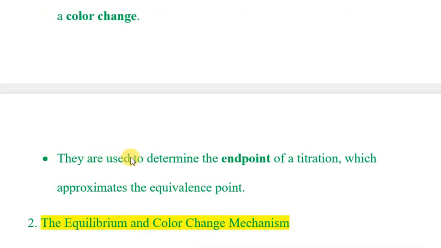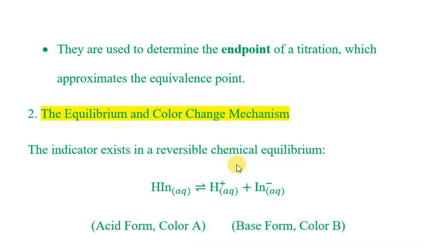They are used in titration to determine the endpoint of titrations, and the endpoint, we know, comes after the equivalence point. We have already discussed the equivalence point in the last videos. Now we will discuss the mechanism of indicators, how they change color.